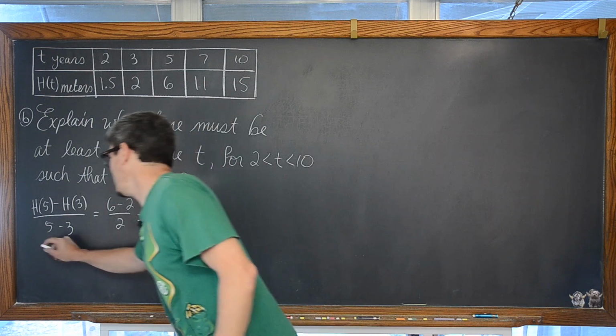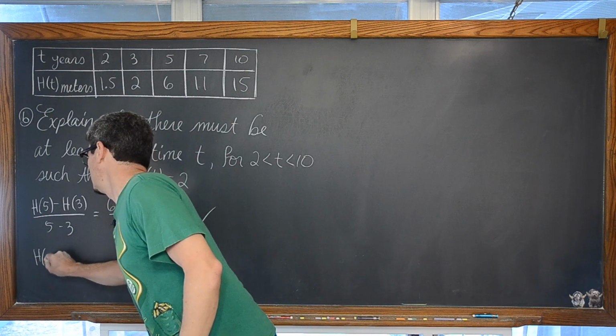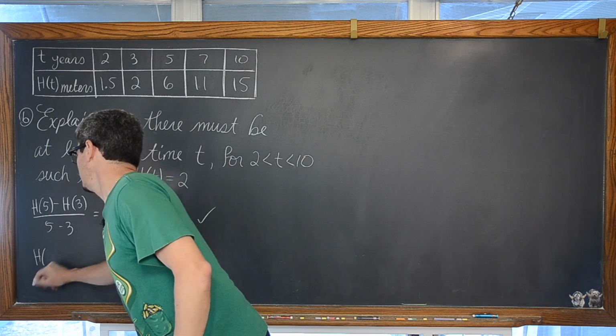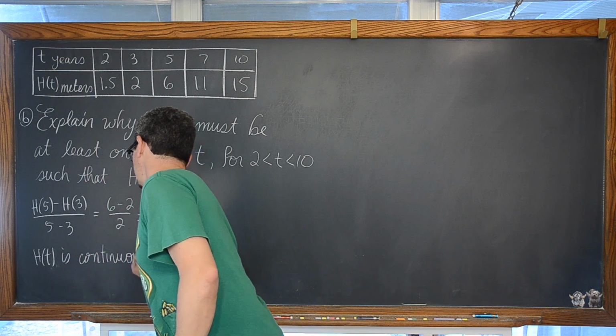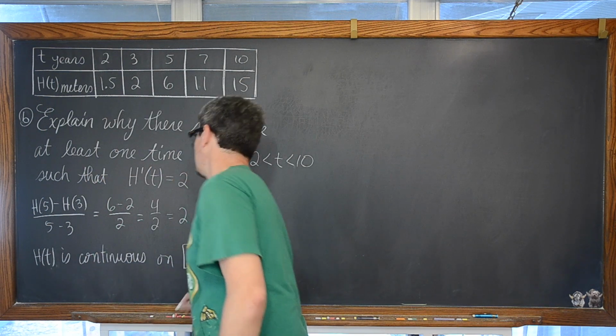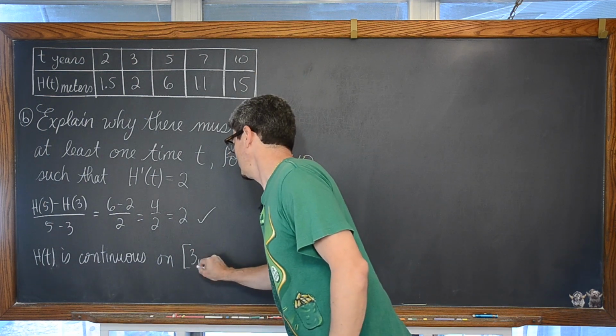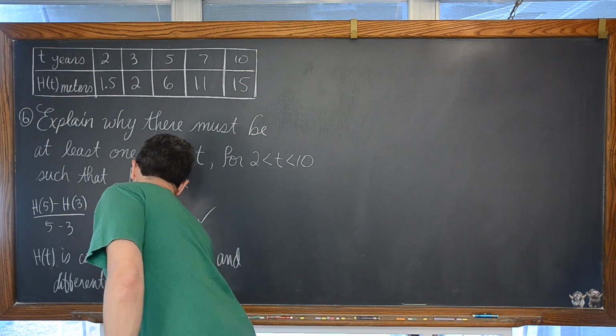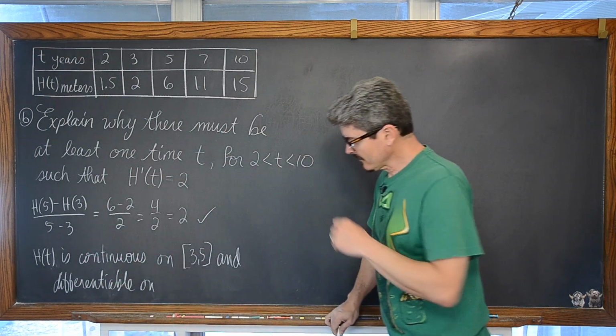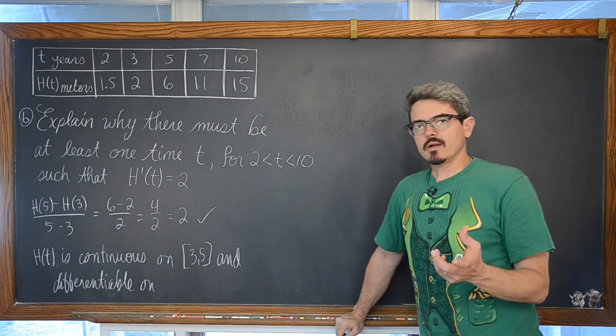So h of t is continuous on the closed interval from 3 to 5 and differentiable on... Now, I'm not an AP grader.